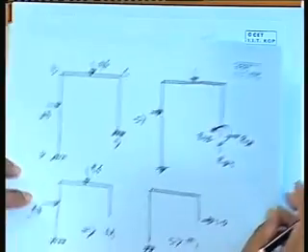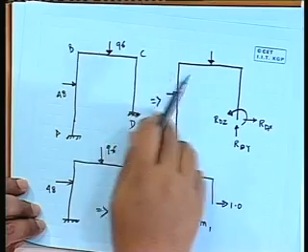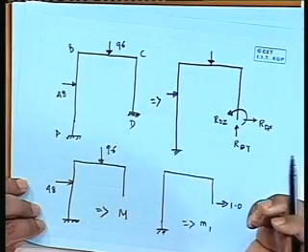Right. Now, what will be the deflection along horizontal direction at D? It will be 0.